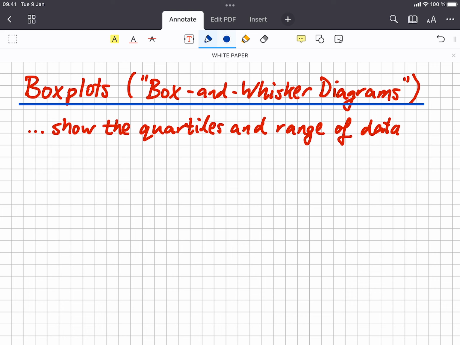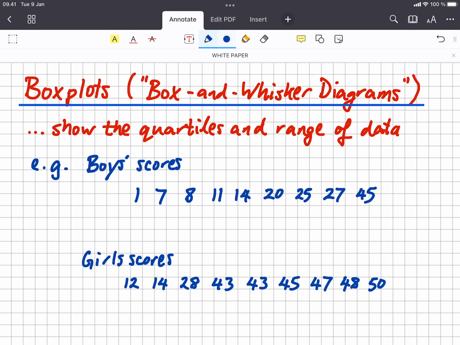So I'm now going to talk about box plots, also known as box and whisker diagrams or various variations on that. And these show the quartiles and range of sets of data. And you often use them to compare one set of data to another set. So for example here, I've got, let's say, a maths test, boys' scores and girls' scores.